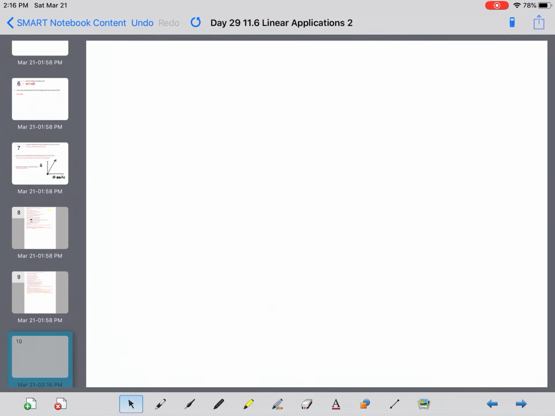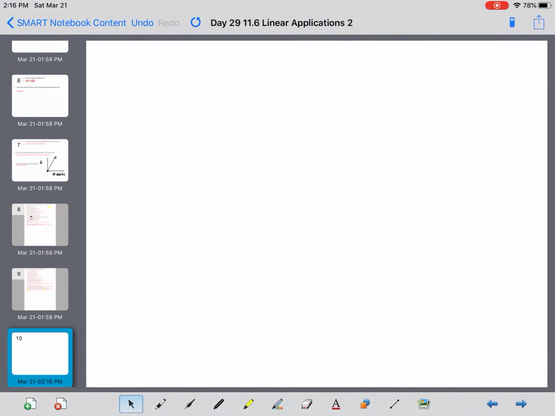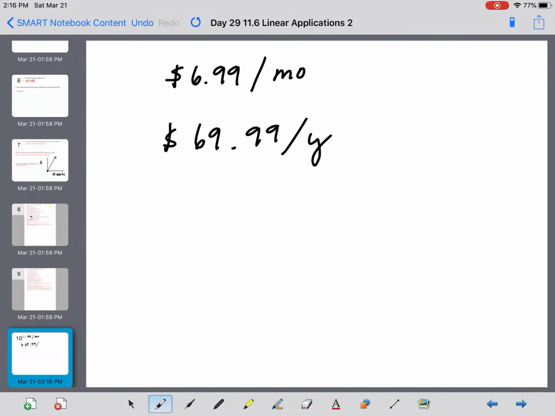One thing I want to just add here. A lot of you guys were really excited when Disney Plus came out a few months ago. So just thinking about this and putting this in context for your real life. Disney Plus is $6.99 per month, or you can pay $69.99 per year. So you might think, hey, $7 a month, that's really cheap. And I don't have to come up with $70 right now to pay for the entire year.